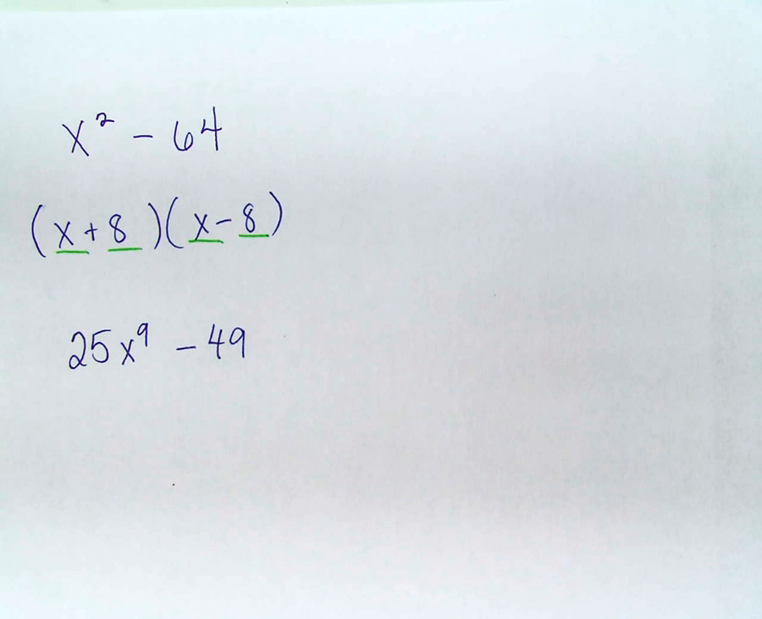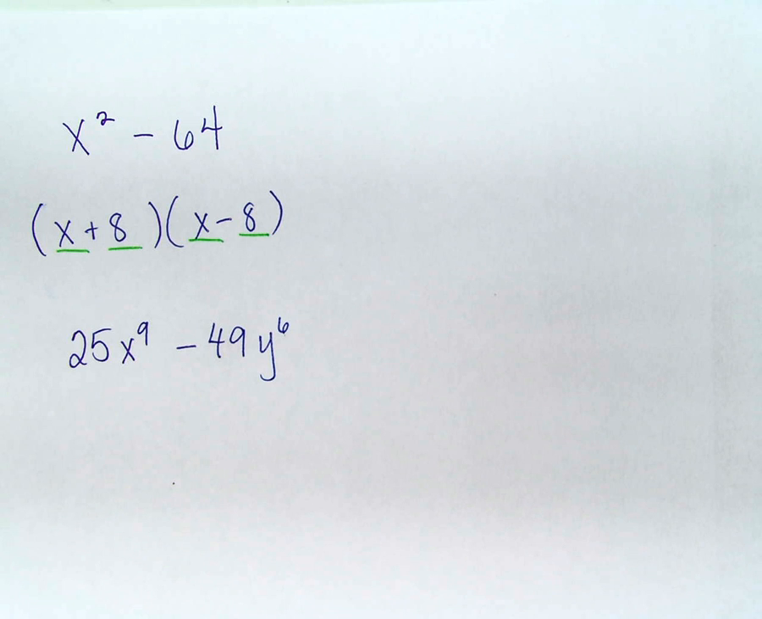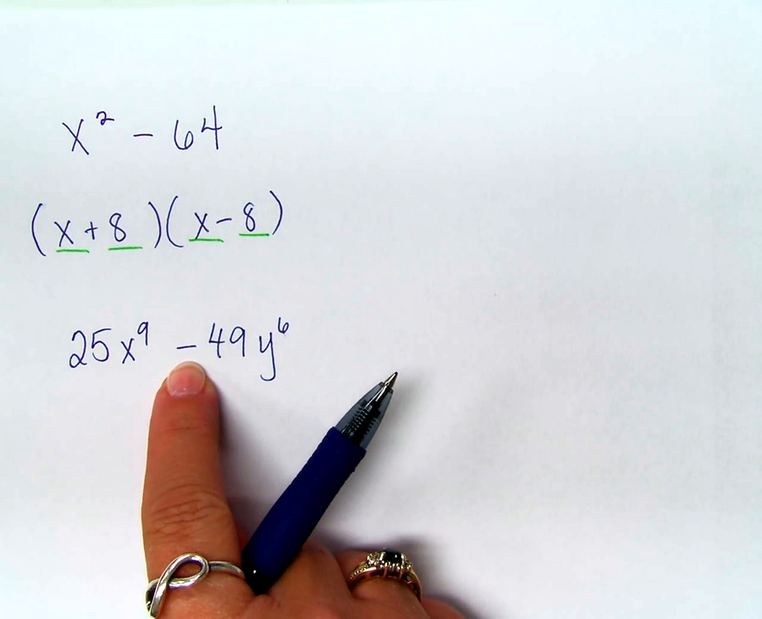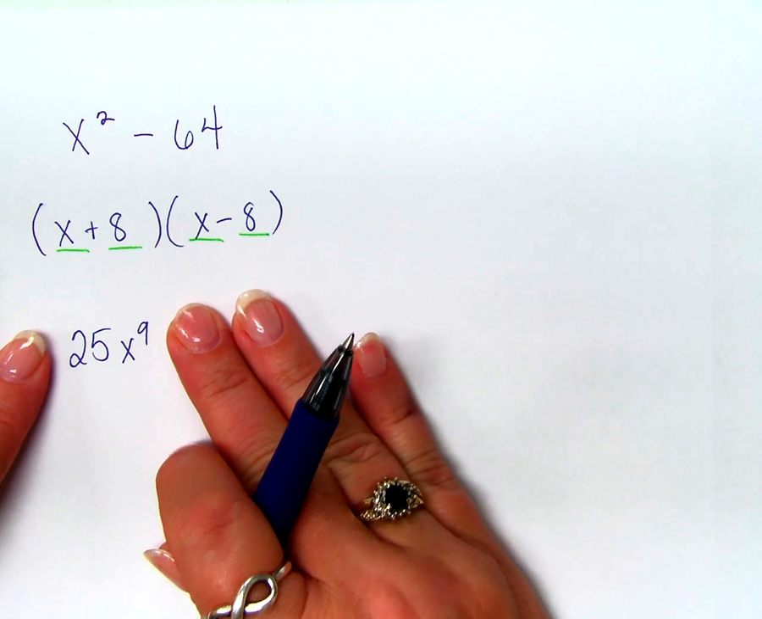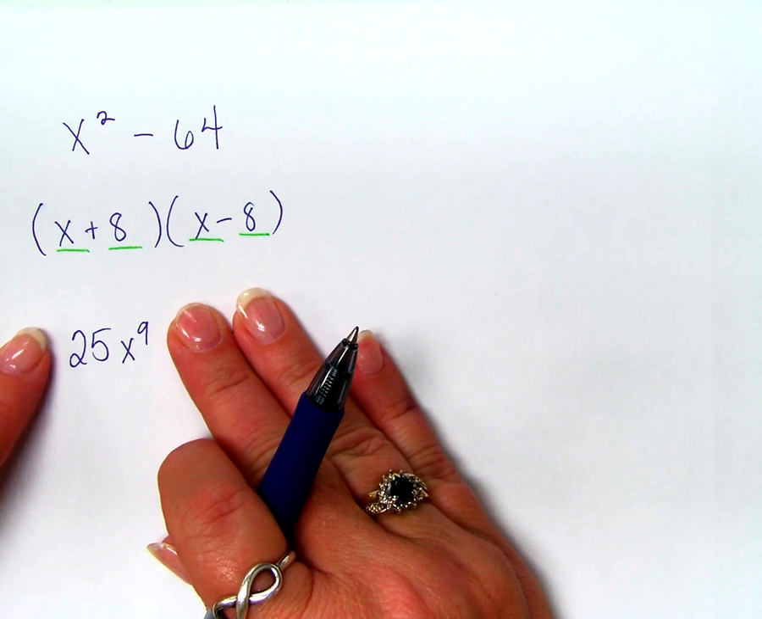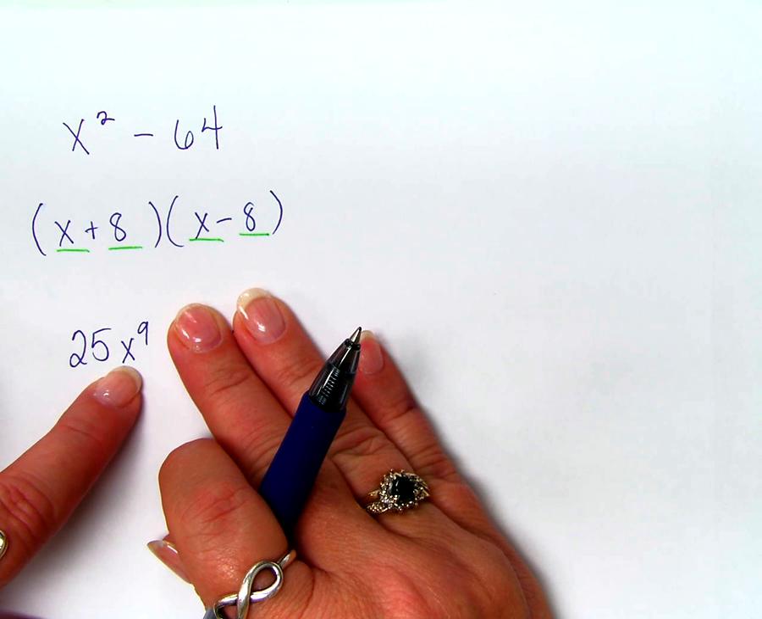The first thing you have to recognize is, is this the difference of squares? First of all, is it a difference? Yes, it's subtraction, right? So just look at the first term. What times what equals 25? 5. What times what equals x to the 9th?